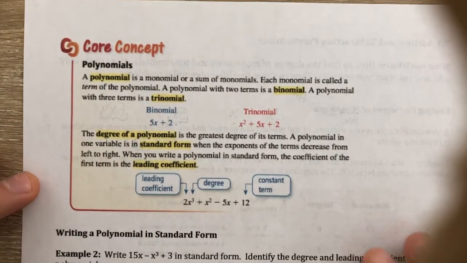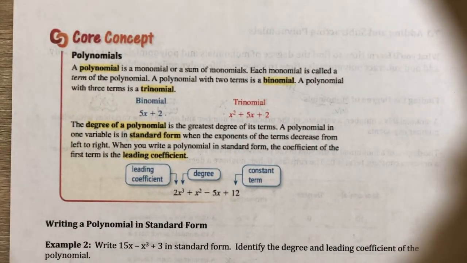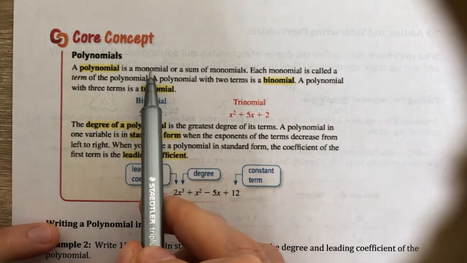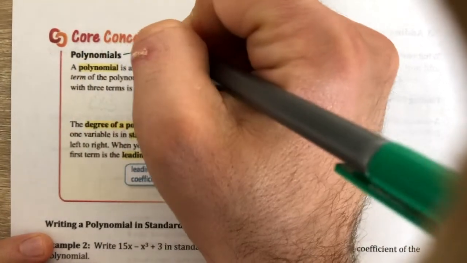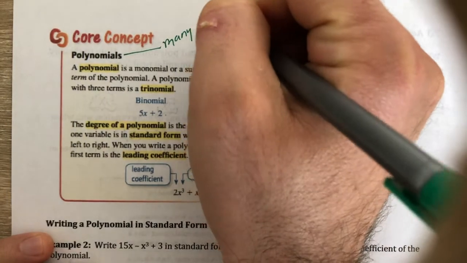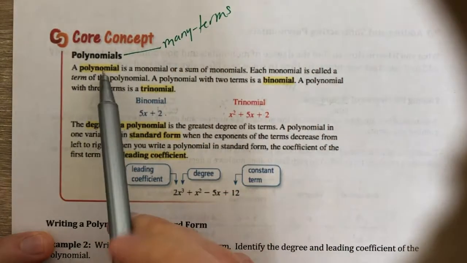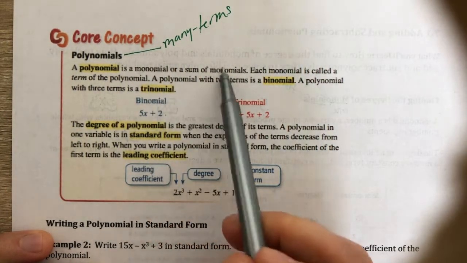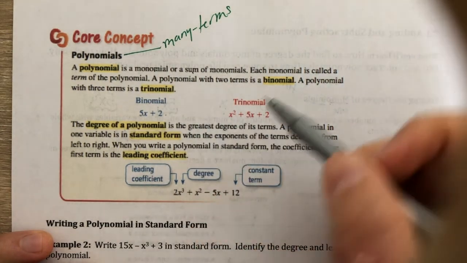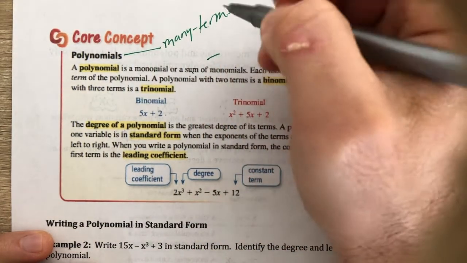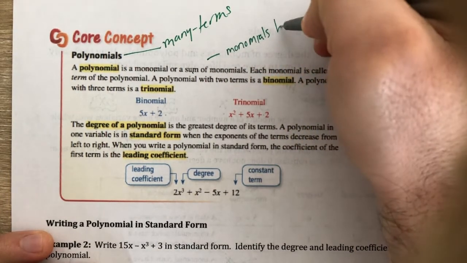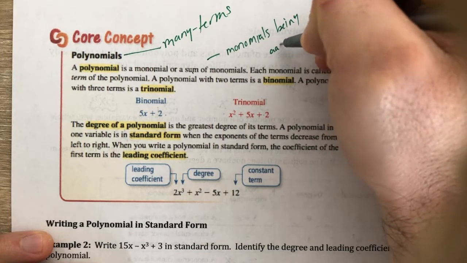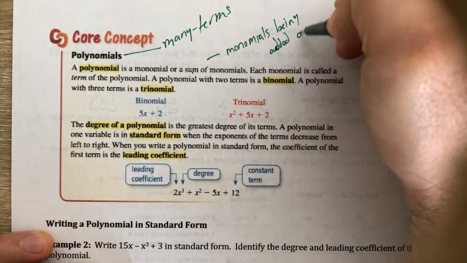All right, now we're going to talk about polynomials. So a polynomial can be a monomial. This is weird. Mono for one, poly for many. So a polynomial stands for many terms. And essentially, it is either a single monomial or a bunch of monomials being added or subtracted. So polynomial, maybe we want to make a note to ourselves, is monomials being added or subtracted.